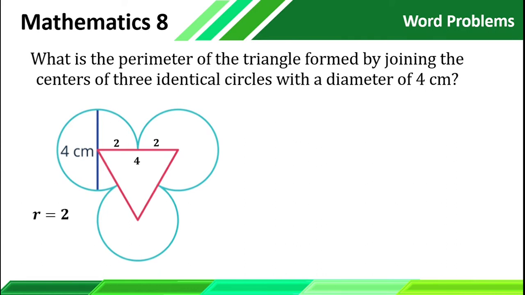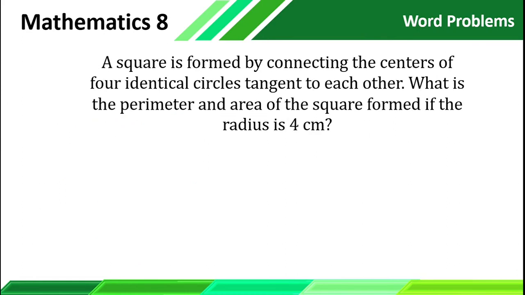So, in finding the perimeter, we just simply add all the sides of the triangle. So, A plus B plus C, and the sides of the triangle is 4. So, 4 plus 4 plus 4 is equal to 12 cm. Therefore, the perimeter of this triangle is 12 cm.